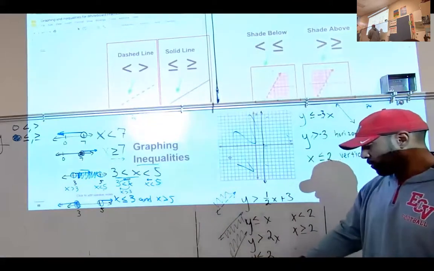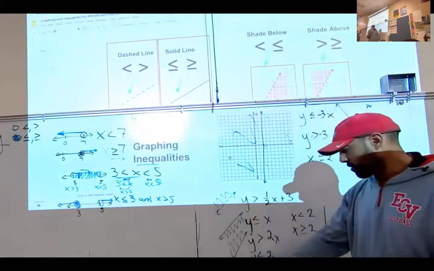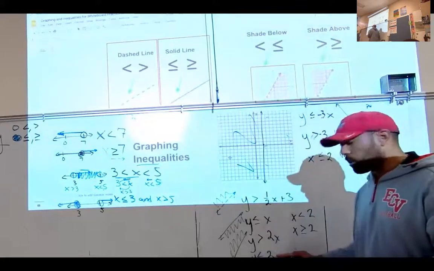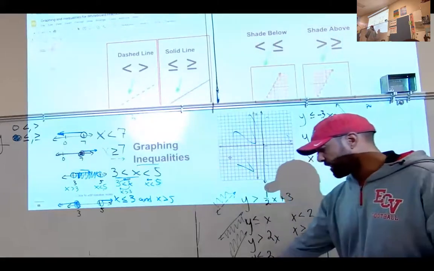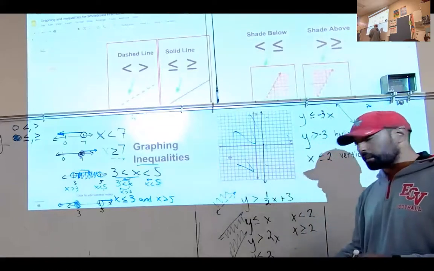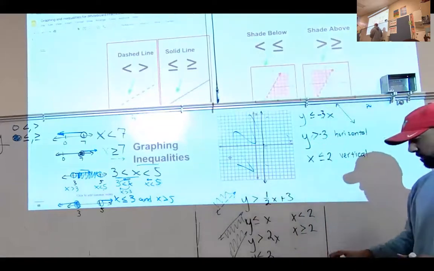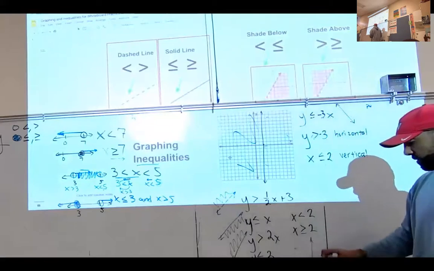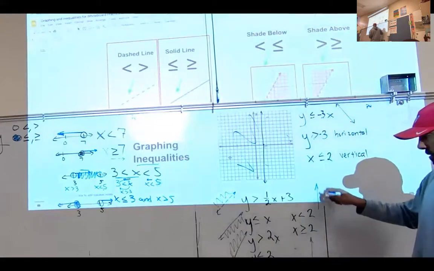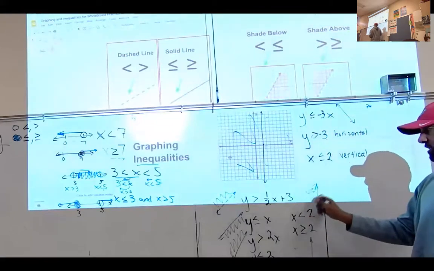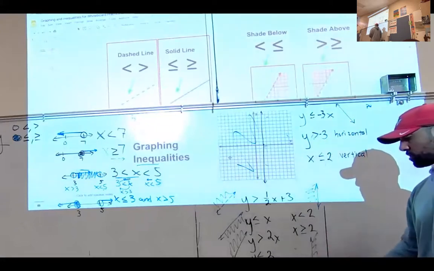Okay. Y is less, that one goes straight across because there's no x, and y is less. And it's a solid line. And anytime it's just x, you're going to get vertical lines. If it's less, shade to the left. If it's greater, shade to the right.